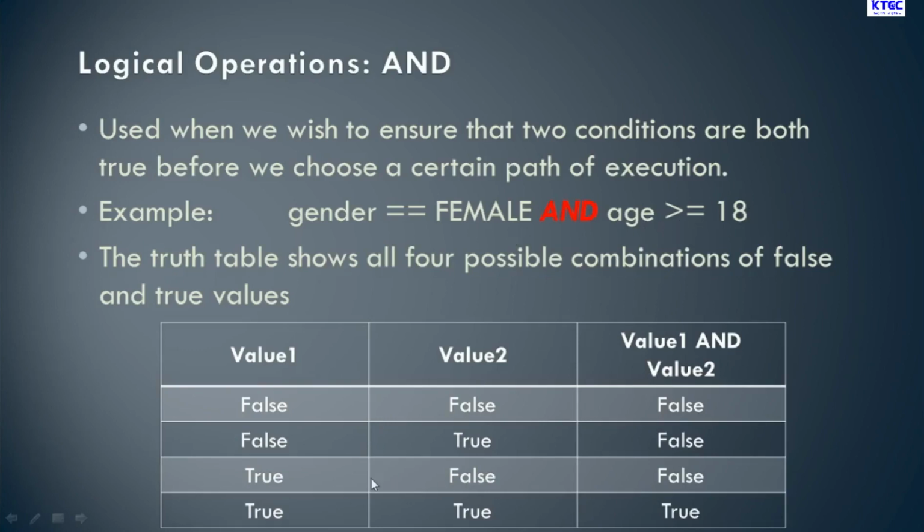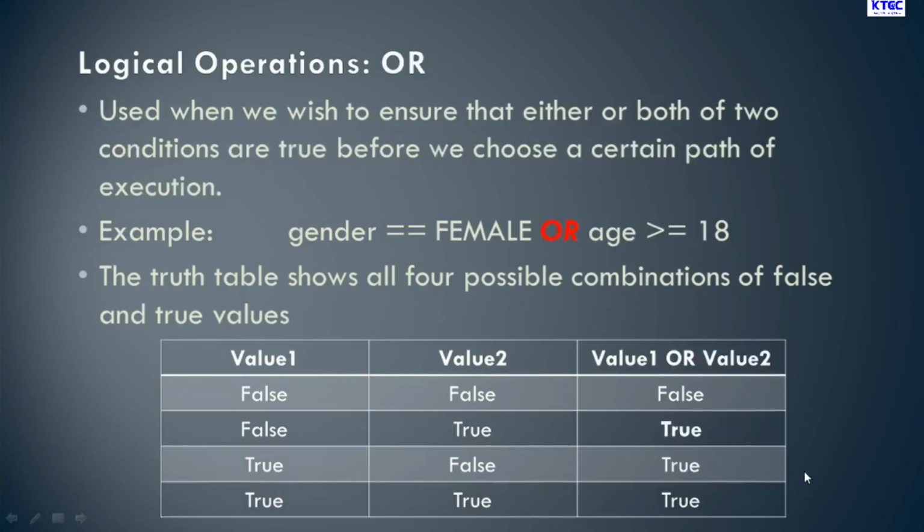So it means both values are false. So it should be false. And then we have true, false. Here it is true, which means you are a female. And then here is false. It means you are less than 18. So it's false. You are not qualified. But for the last, true, true means you have met the two requirements, and for that matter, you are qualified.